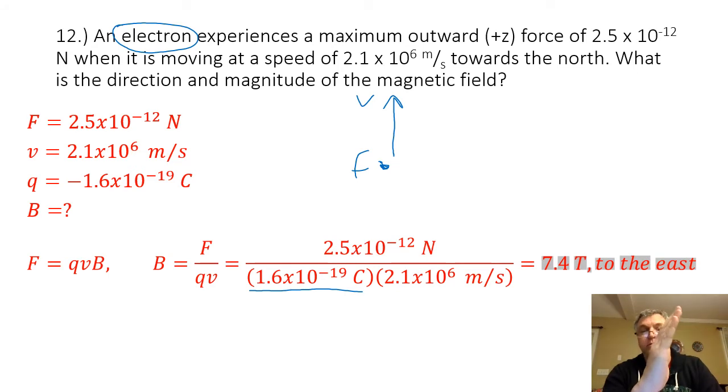So my thumb should be pointing toward me. My fingers for the velocity should be pointing upward, and my palm, which represents the magnetic field, is pointing in the positive x direction or to the right from your perspective. So that would mean that the magnetic field is oriented, and you could say either to the east or in the positive x direction, to the right. All of those mean the same thing and would be perfectly legitimate answers.